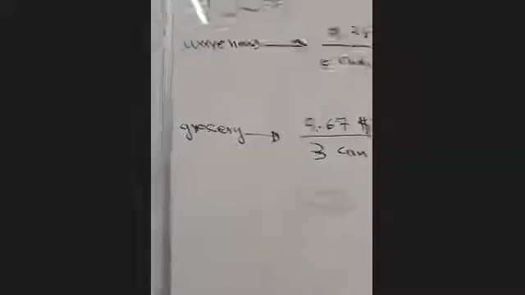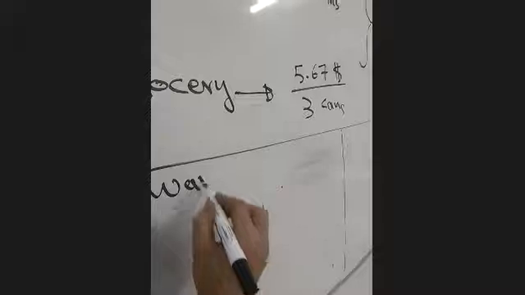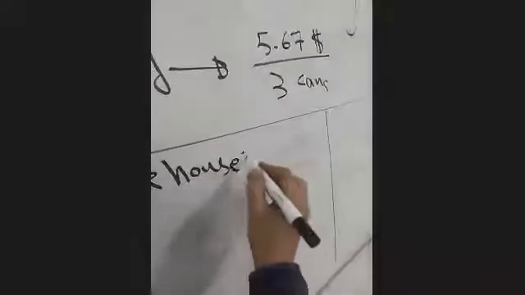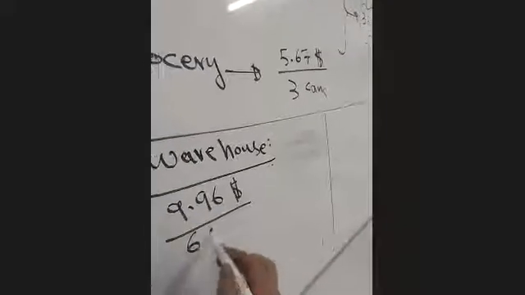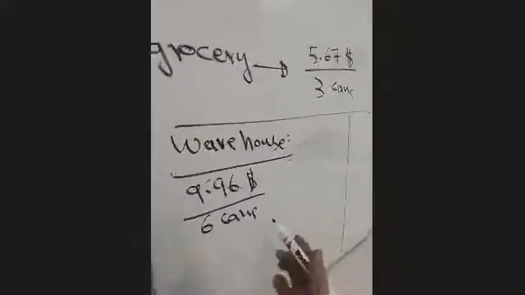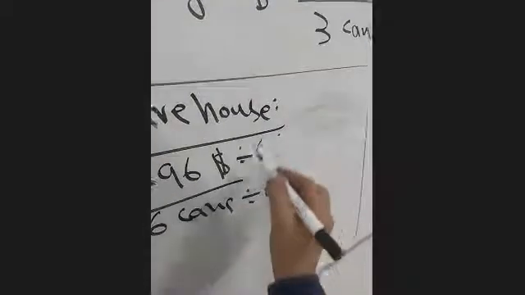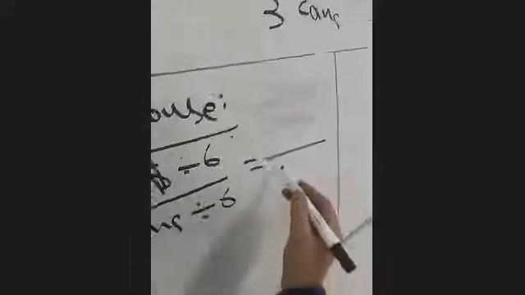To unit rate. So let's start with the warehouse here. For the warehouse, $9.96 for 6 cans. To know the price of 1 can, we divide on 6, up and down. Down will be 1 can, and up will be 9.96 divided by 6. We make long division normally. I'll make it here quickly. 9.96 divided by 6 will be $1.66.